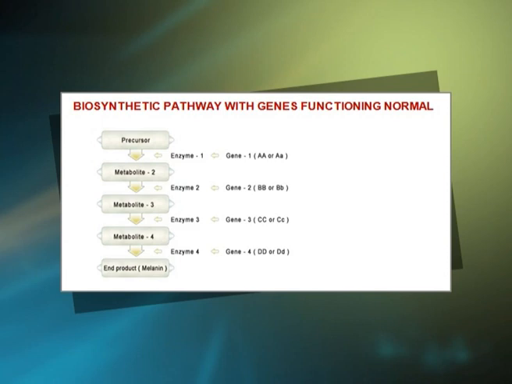The conversion of metabolite 3 to metabolite 4 happens with the help of enzyme 3, and the genetic composition required for the production of enzyme 3 is capital C capital C or capital C small c. The metabolite 4 finally culminates in the production of melanin, which happens with the help of enzyme 4, which is synthesized only when the genotype is capital D capital D or capital D small d.